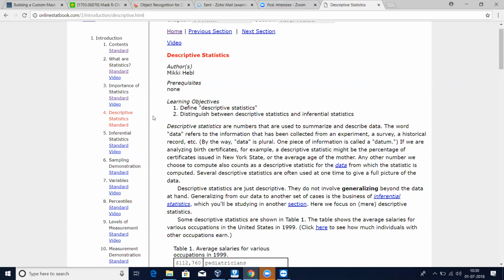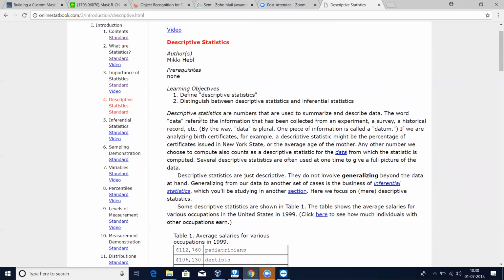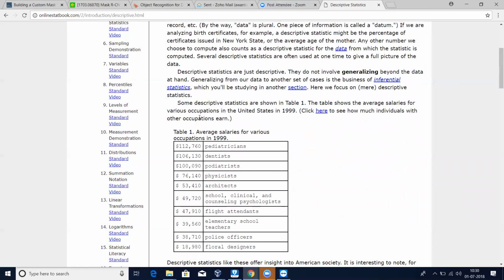Okay, so that is the first point about descriptive statistics. You do some data analysis, and based on that, you find out some description about this. Like, you did some income analysis and found out this is the income of a pediatrician, this is the income of a dentist, this is the income of an elementary school teacher, this is the income of police officers. This is what descriptive statistics is. This is part of it.